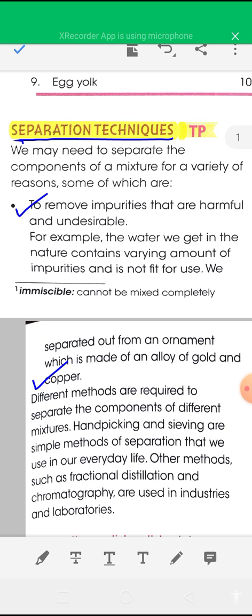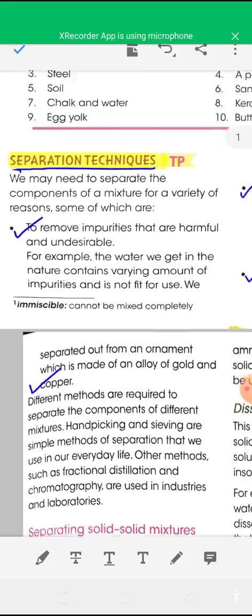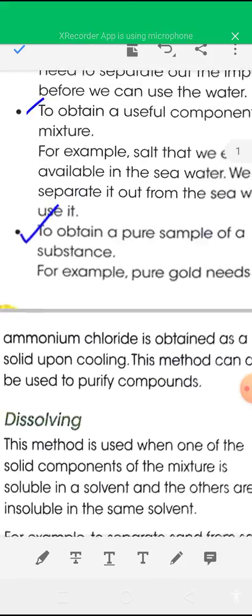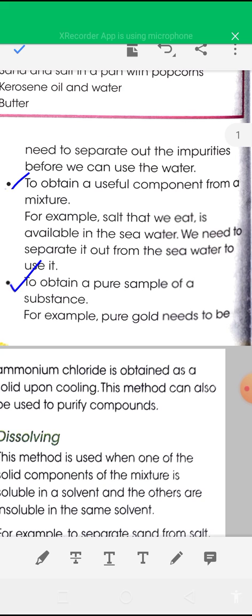Okay, we may need to separate the components of a mixture for a variety of reasons and some of these reasons are given here. First reason is to remove impurities that are harmful and undesirable. To remove impurities that are harmful and undesirable, separation is required. Second reason, to obtain a useful component from a mixture. To obtain a useful component from a mixture, separation is required. And the third reason is to obtain a pure sample of a substance. Separation is required. Okay, so these are some reasons.